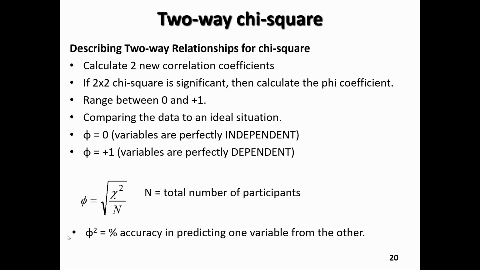If we square that value, the squared value is interpreted as the percent accuracy in being able to predict one variable from the other. And so this is analogous to the coefficient of determination with a regular regression analysis where the R-squared value is interpreted as a percent variability accounted for by the independent variable.